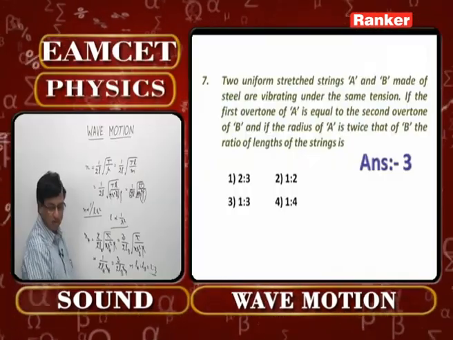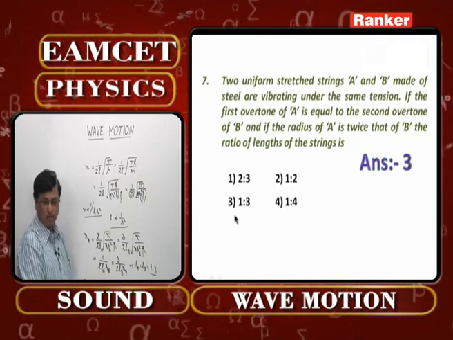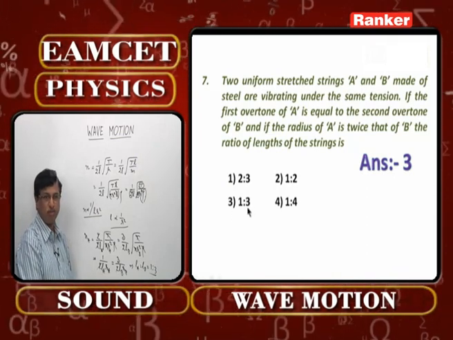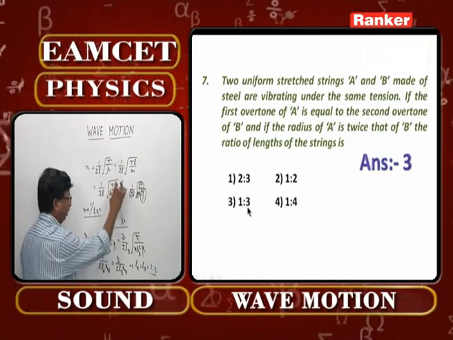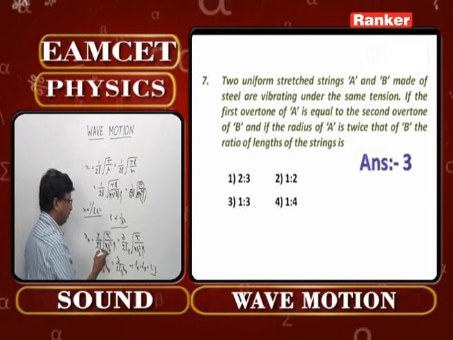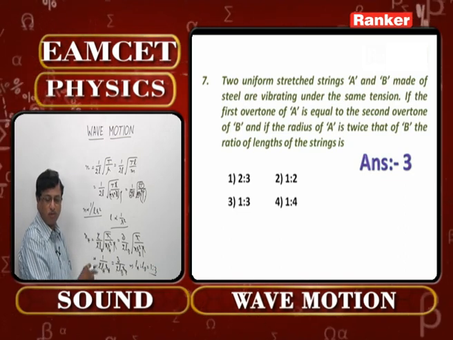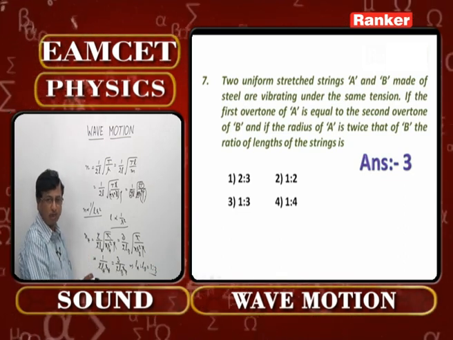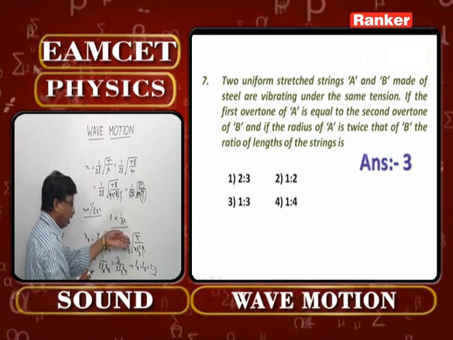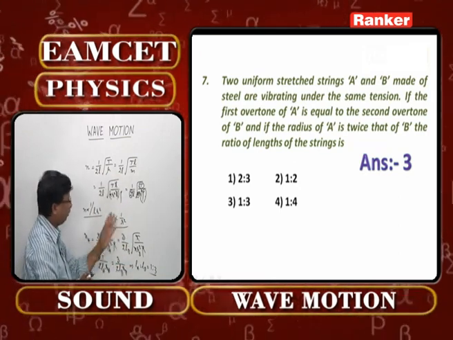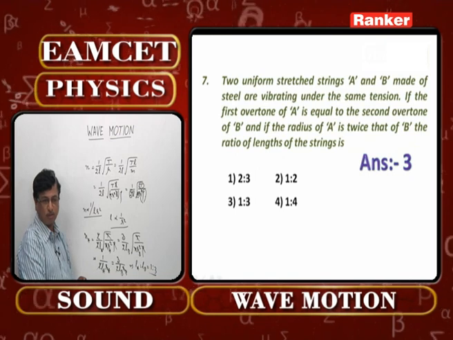So which option is correct? The third option is the correct answer for this question number 7. But calculation-wise, one should be a little careful, because the question talks about second overtone and first overtone. First overtone means second harmonic, second overtone means third harmonic, and so on. We have to remember this and check things properly.